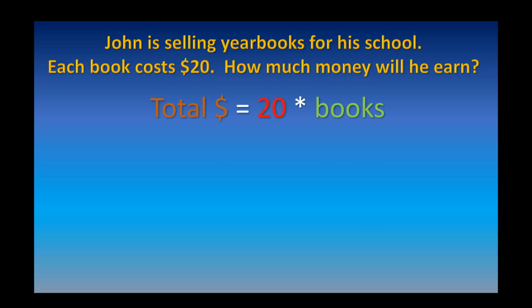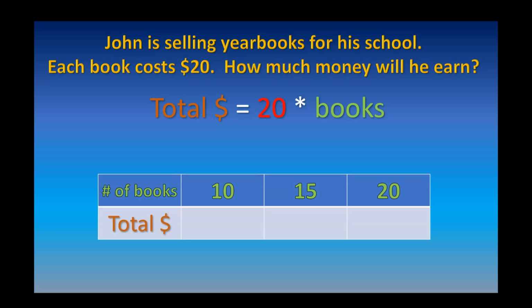The total amount of money earned is going to be equal to 20 multiplied by the number of books. We can take that formula and create a chart of the possible results, choosing whatever numbers of books we want. So if John sells 10 books, we replace the word books in our formula with the number 10. And that's going to give us how much money he would earn from selling 10 books, $200.